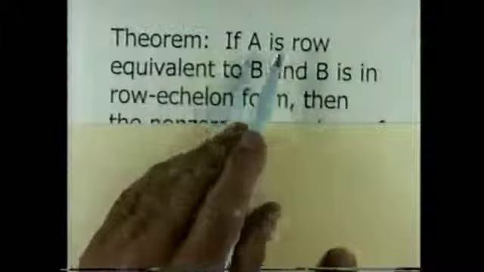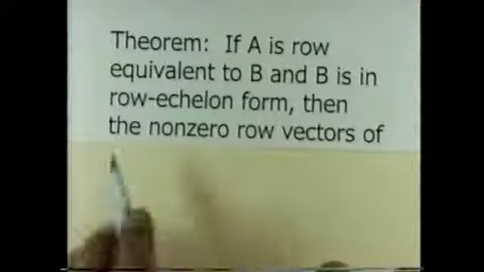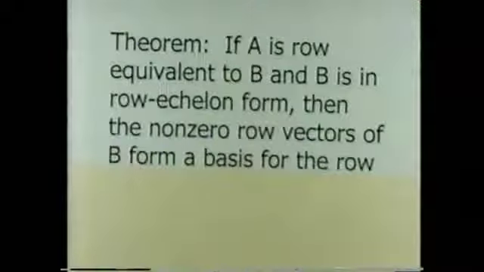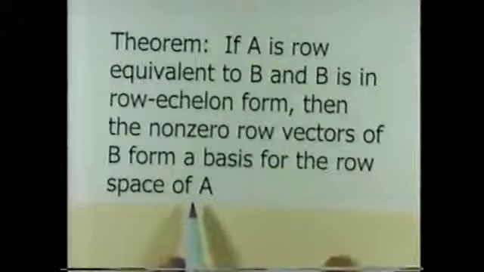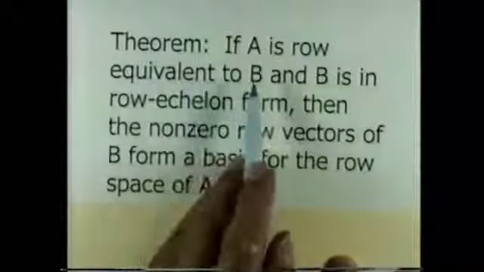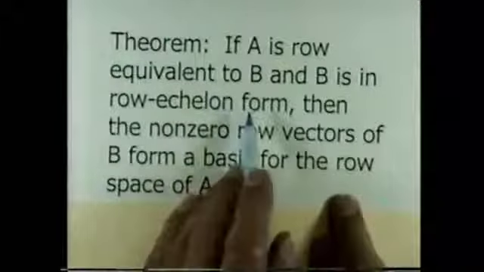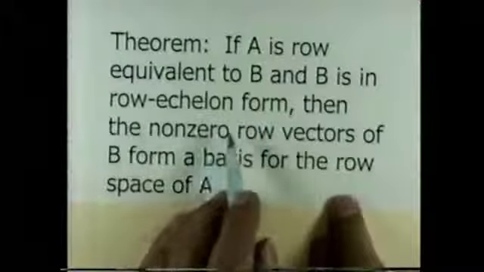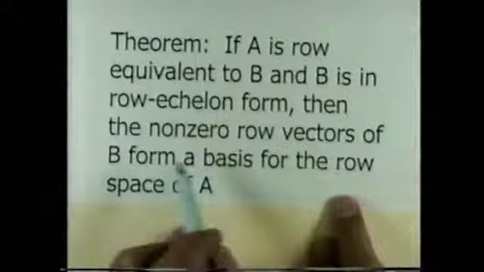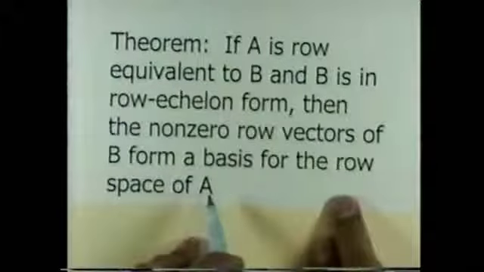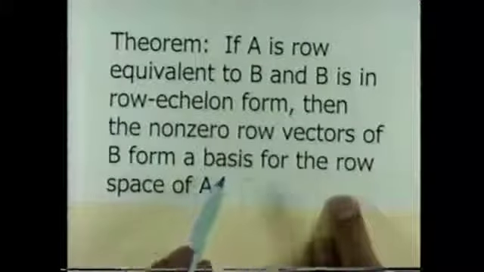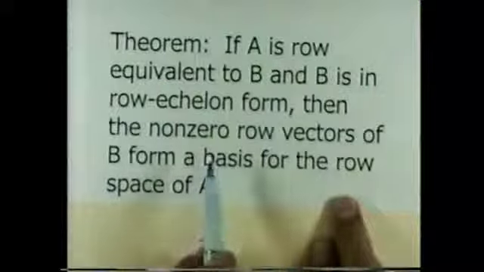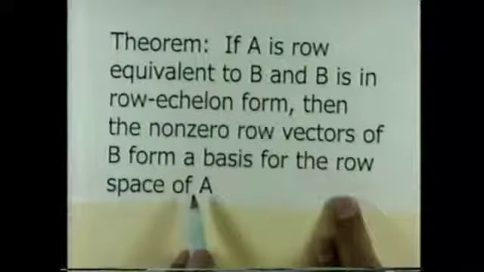We have another theorem. If A is row equivalent to B and B is in row echelon form, then the non-zero row vectors of B form a basis for the row space of A. So if A is row equivalent to B and B is in row echelon form, then the non-zero row vectors of B form a basis for the row space of A. This theorem really gives us the steps we need to find the basis for the row space of A.